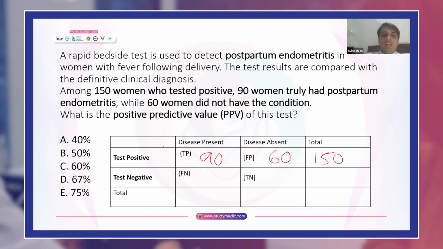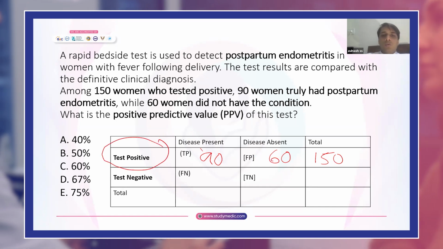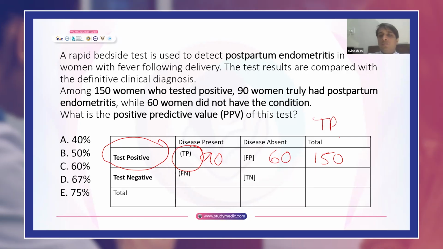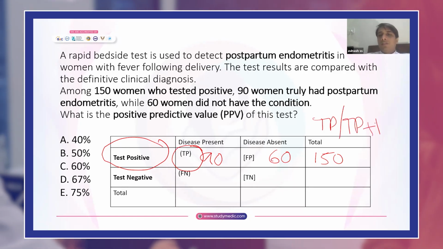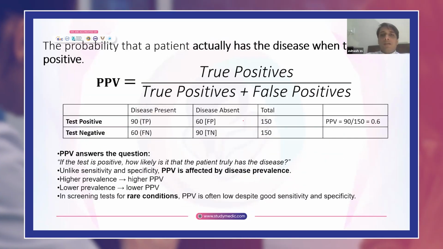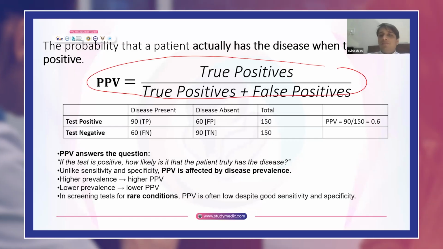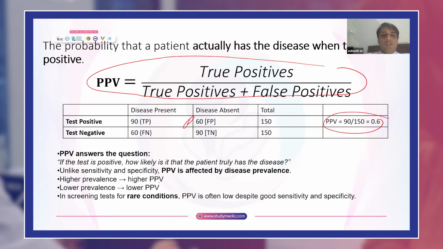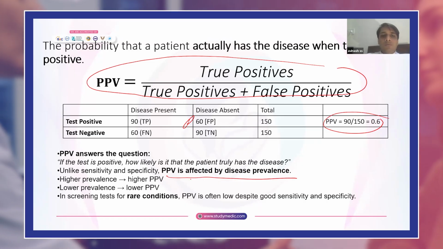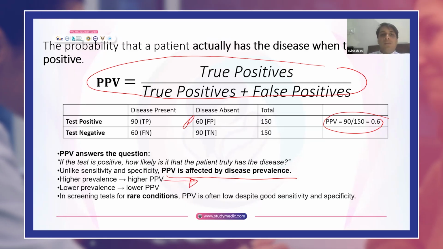Positive predictive value is, amongst those who tested positive, how many have the disease. That means true positive by true positive plus false positive. So it is 90 by 150, and 90 by 150 is 60%. That is the positive predictive value. It is affected by the prevalence. The higher the prevalence, the higher the positive predictive value.